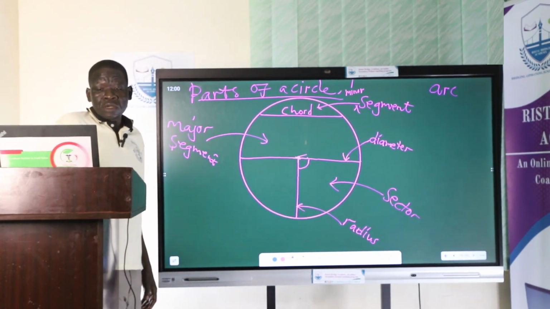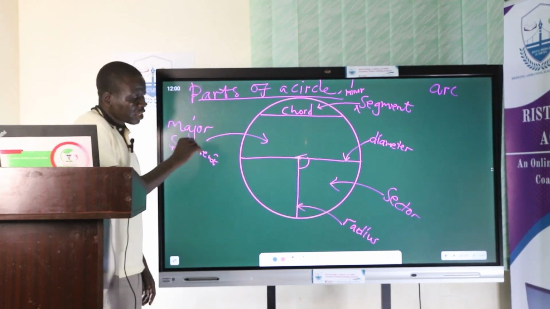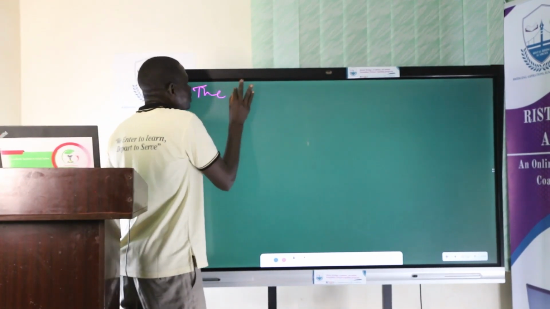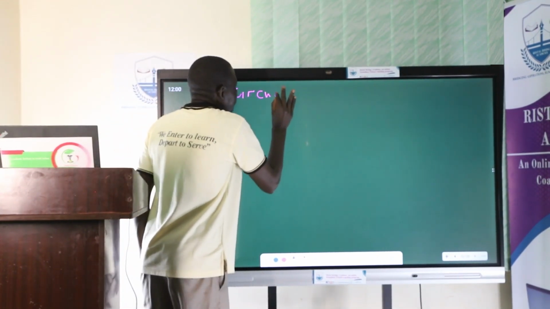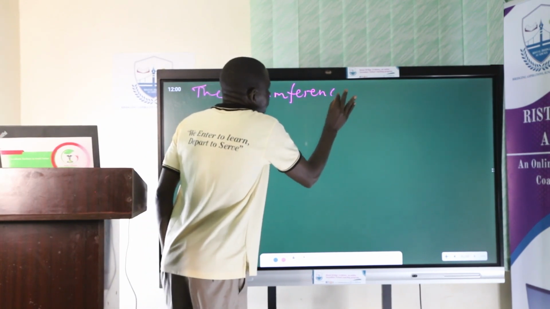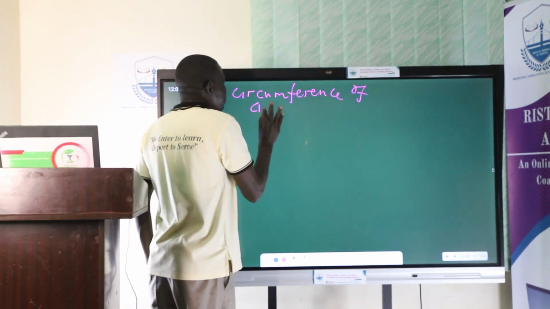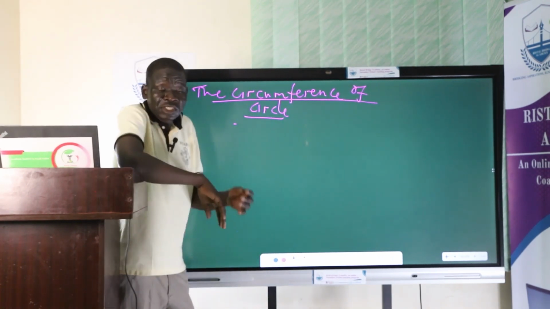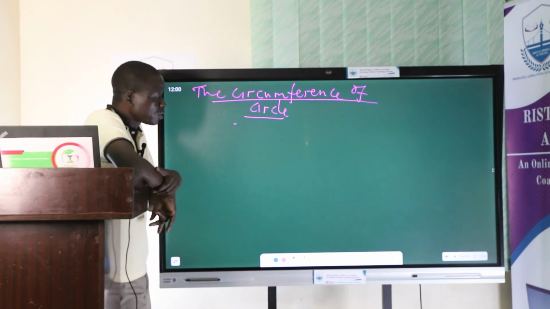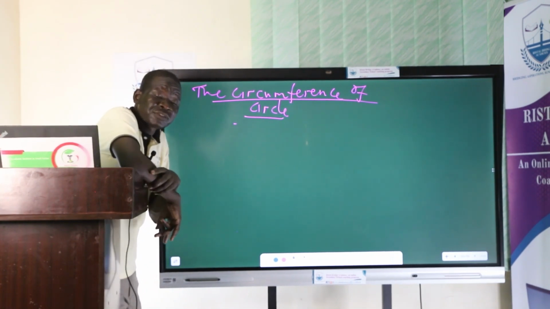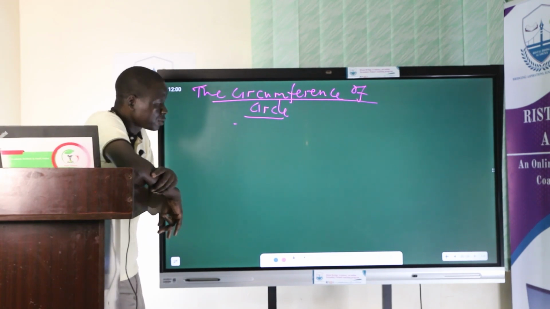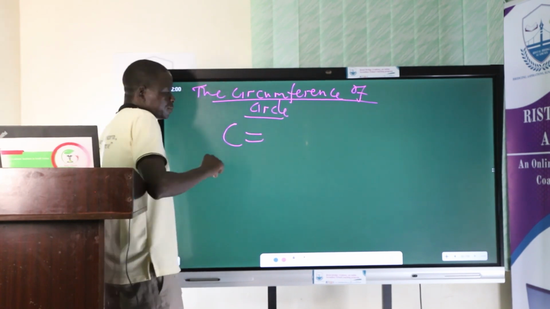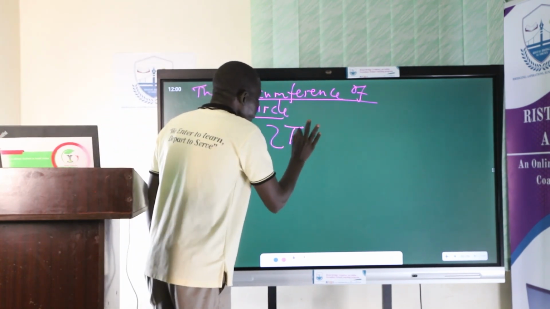The circumference of the circle. First of all, circumference of the circle is the total distance around the circle. Another name for the circumference of the circle is the perimeter of the circle. And the circumference of the circle is given by the formula 2 pi r, where r represents the radius. Pi is equal to 22 over 7.